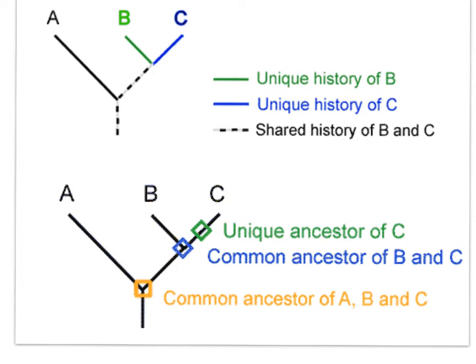Let's focus on two species, B and C. Here is their shared history. Here is the unique history of B, and here the unique history of C. The common ancestor of B and C is right here. Here is the common ancestor of A, B, and C.